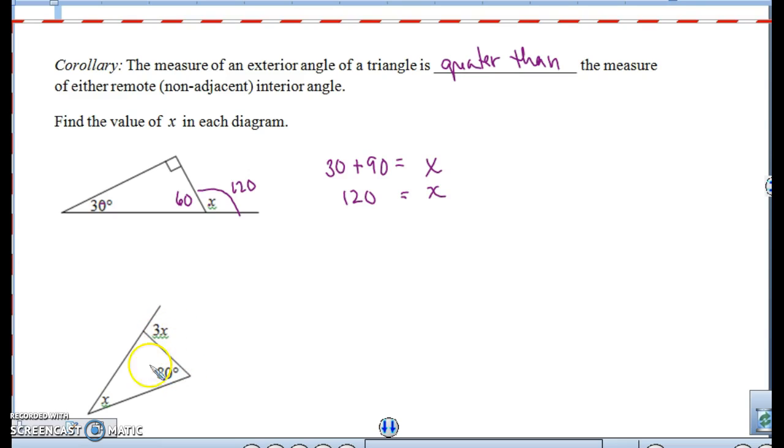The exterior angle is equal to the sum of these two non-adjacent ones. So x plus 80 is equal to 3x. Let's solve for x. Subtract the x, we get 80 is equal to 2x. Divide by 2, and x will equal 40. Now if we plug this in and see, this is 40, this is 120, and then that would make this one 60, and it works quite nicely. And you can see it works.